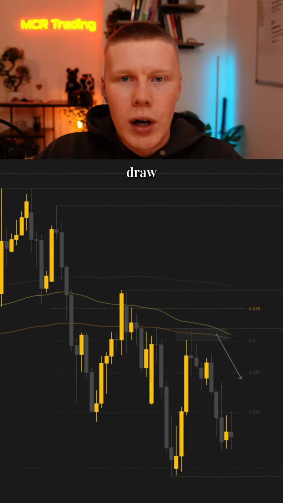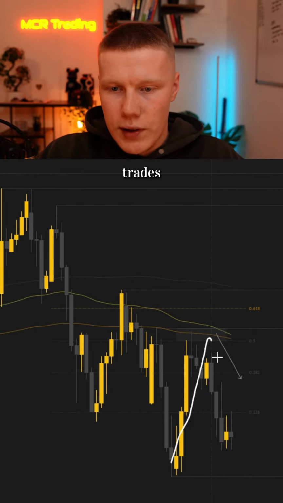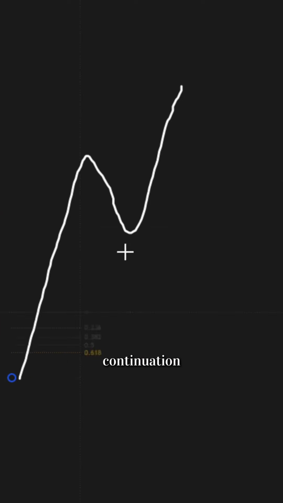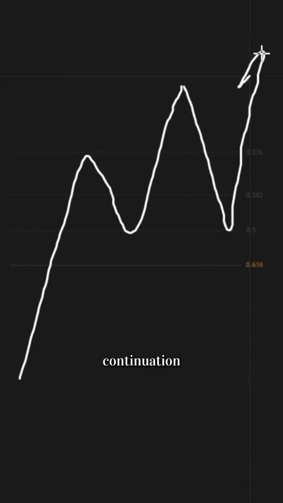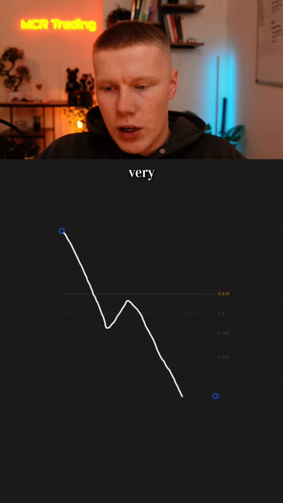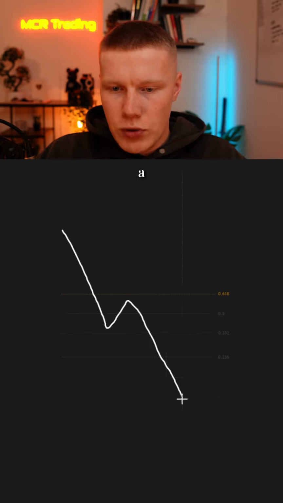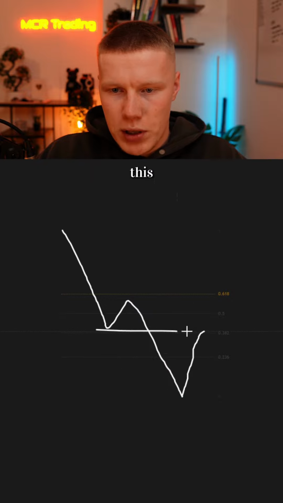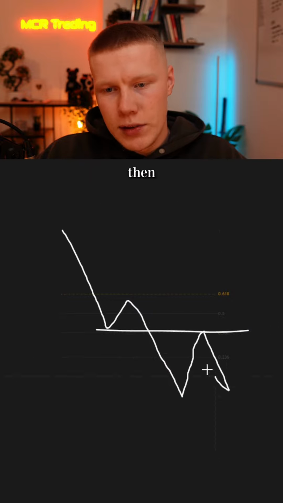Here's exactly how I draw and use the fib to catch beautiful trades like this one. The fib is a continuation tool, so what you're looking for is a move up like this, and then a retracement into one of these levels, and then a continuation. And then, for example, if we had a move down, you draw it from the very high to the very low, and again, you'd wait for a retracement into one of these levels, such as this break retest with a 38 fib, and then a continuation.